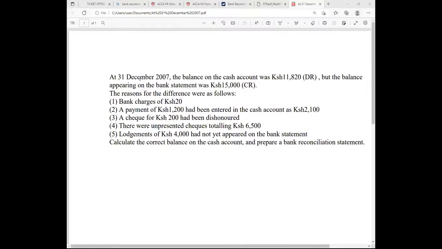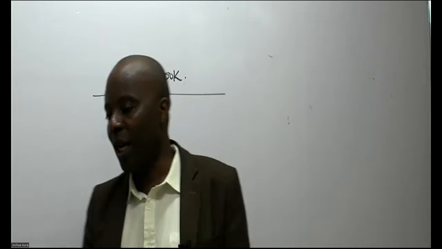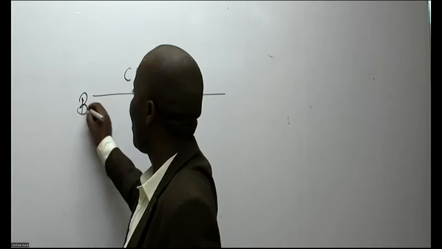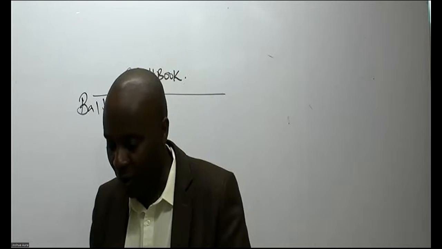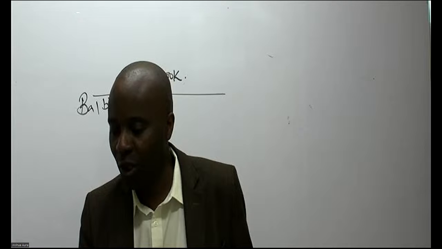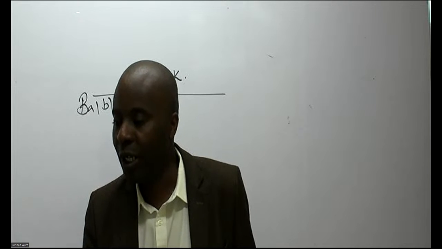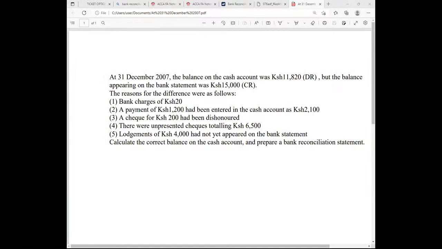So, as of 31st December 07, the balance on the cash account, the same as the cash book, was 11,820. This is debit. So we have here balance brought down, 11,820.